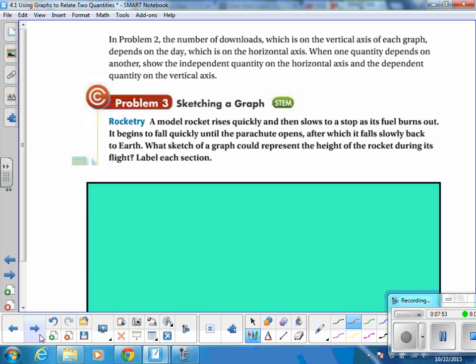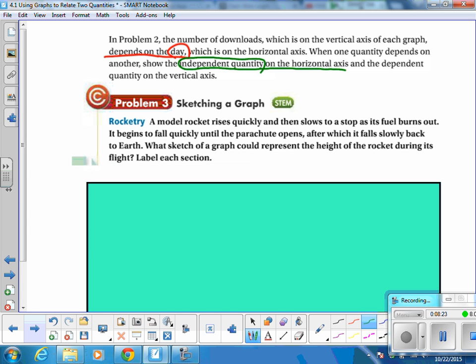In problem 2, the number of downloads, which is on the vertical axis of each graph, depends on the day, which is on the horizontal axis. When one quantity depends on the other, show the independent quantity on the horizontal axis and the dependent quantity on the vertical axis. So this is basically indicating to us that on my horizontal axis, or my x-axis, you're going to see the independent quantity.